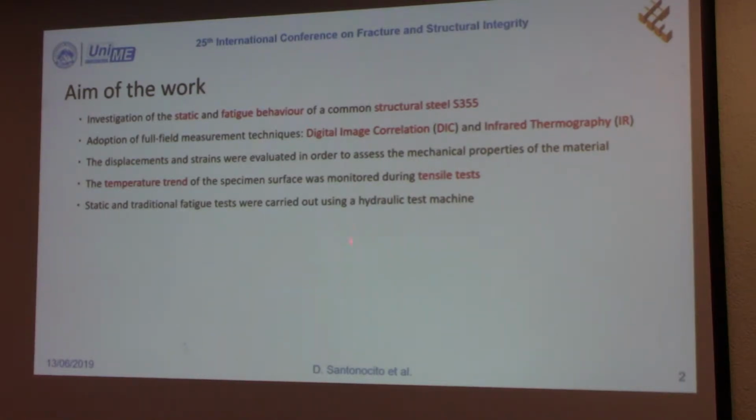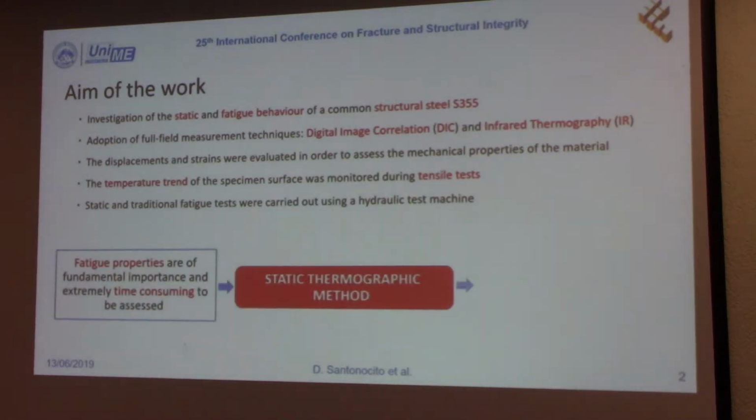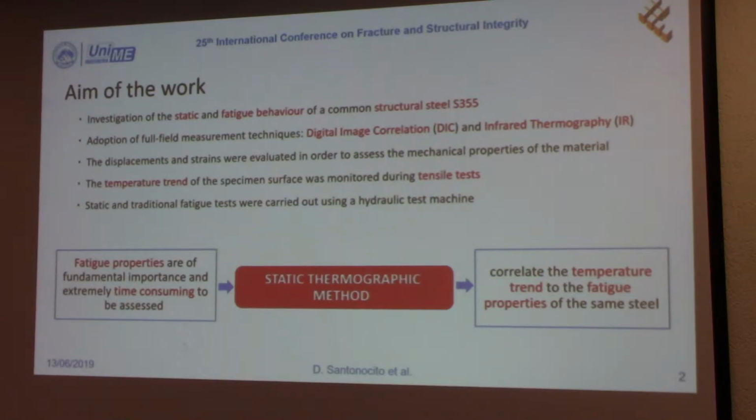traditional fatigue test. But the real aim of our work is that the fatigue properties are of fundamental importance in the mechanical design, but on the other hand they are also extremely time consuming. So adopting an energetic approach like the static thermographic method, we can easily correlate the temperature trend to the fatigue properties of the material.